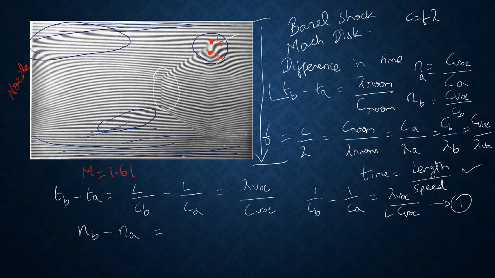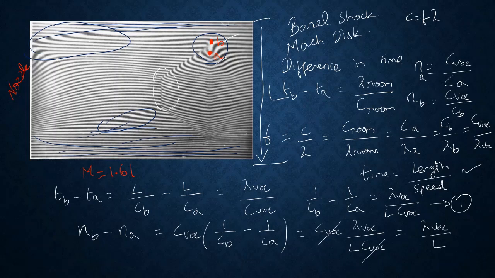When you substitute this, we get C vacuum times 1 divided by CB minus 1 divided by CA. And you know that the expression 1 by CB minus 1 by CA is lambda vacuum by L C vacuum. You just substitute. So the speed of light in vacuum in the numerator and denominator gets cancelled, and finally we have lambda vacuum by L. So this is the basic expression for NB minus NA.